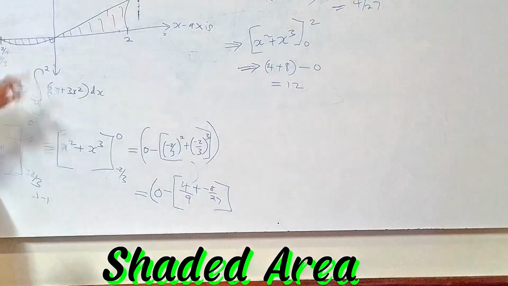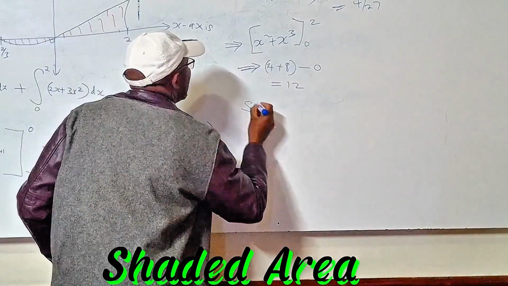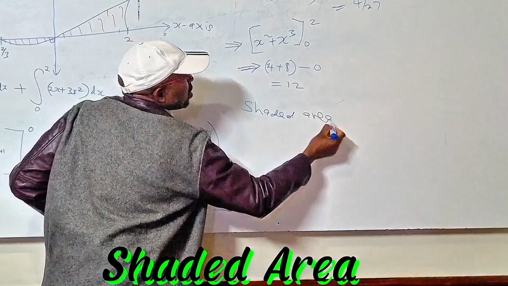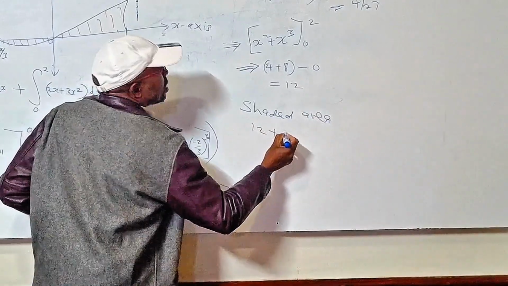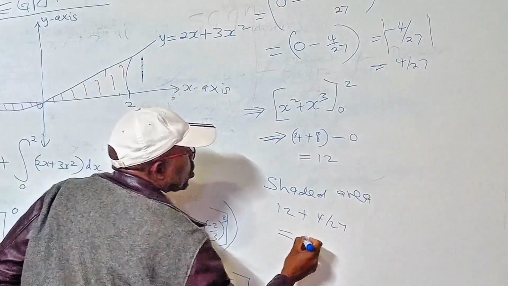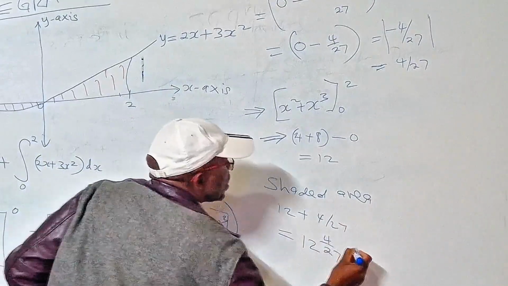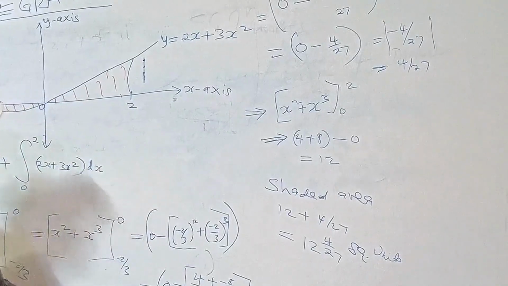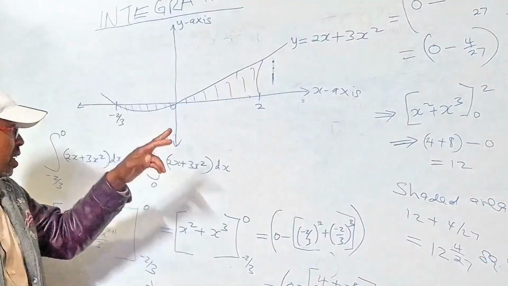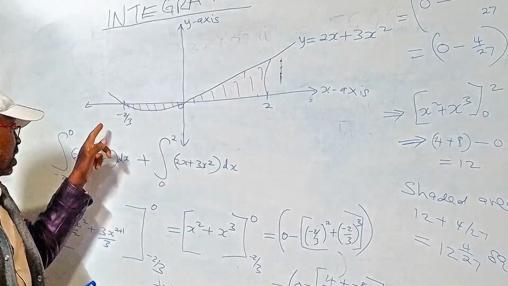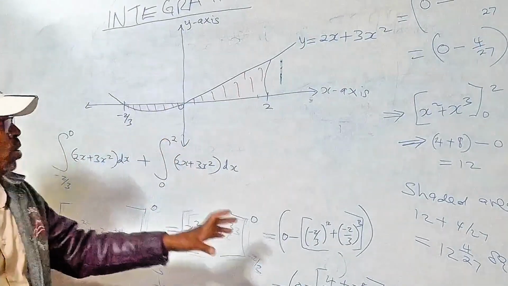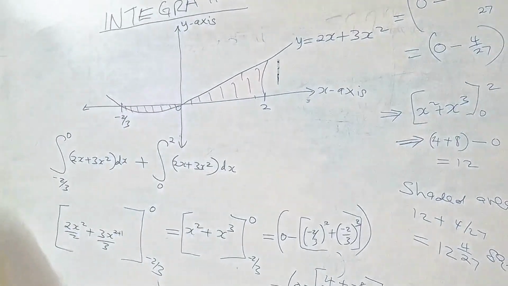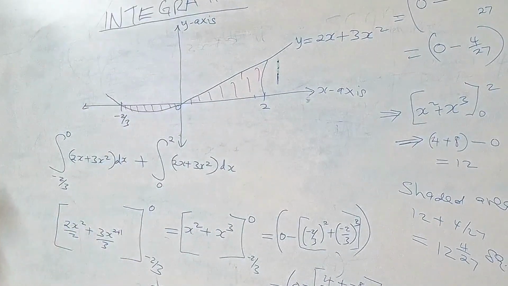So we need now the shaded area. The shaded area will be given by 12 plus 4/27, which is equal to 12 and 4/27 square units. Area is always in square units. So the area under the curve bounded by the x-axis, and the values of x is -2/3 and x is 2, will give us 12 and 4/27 square units. That's how we get the area under the curve using integration.